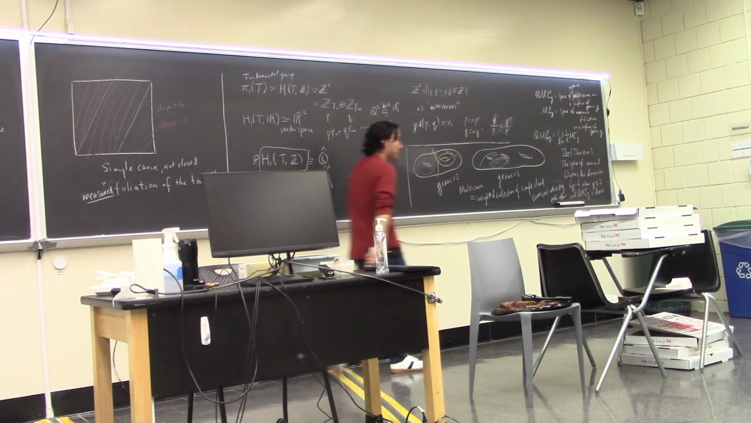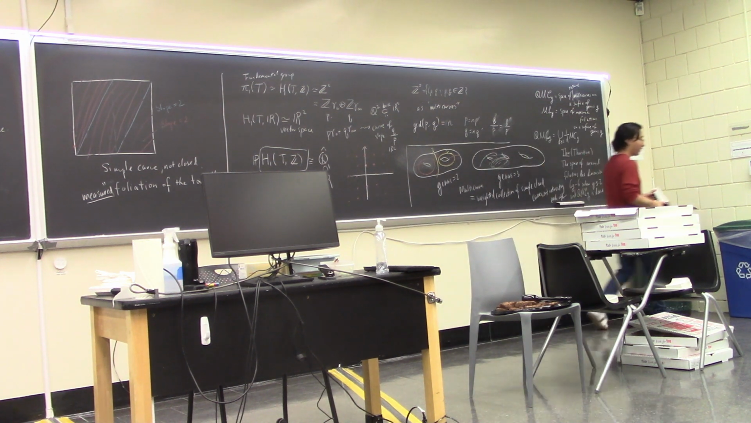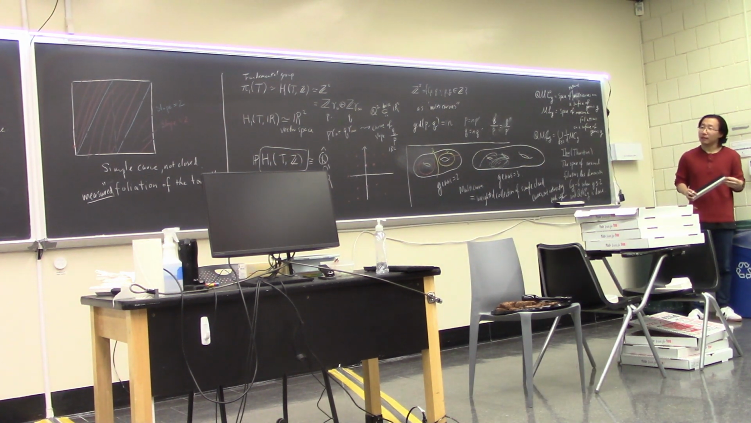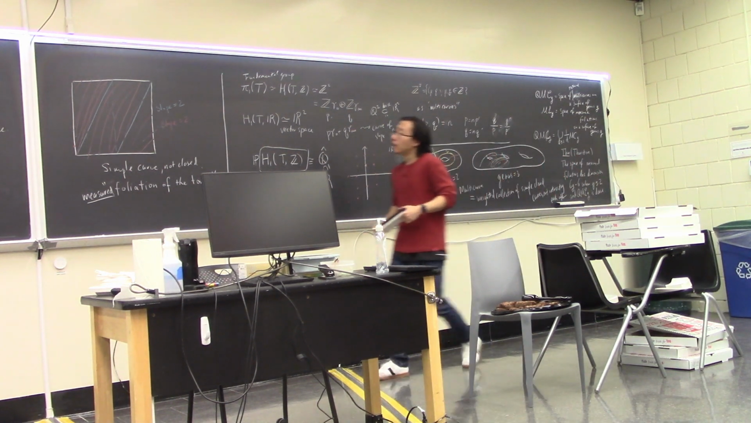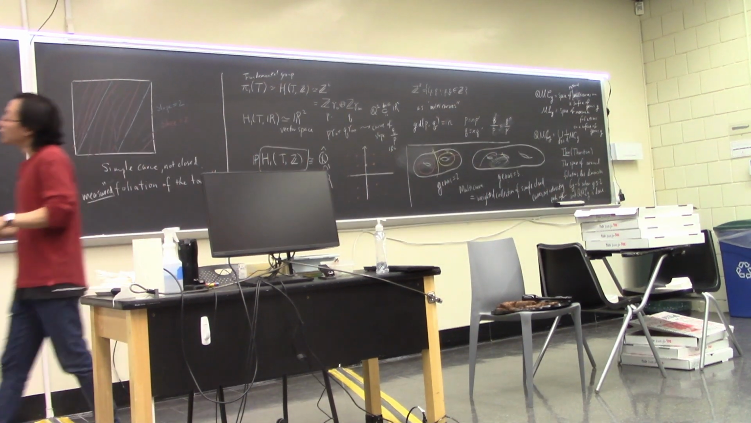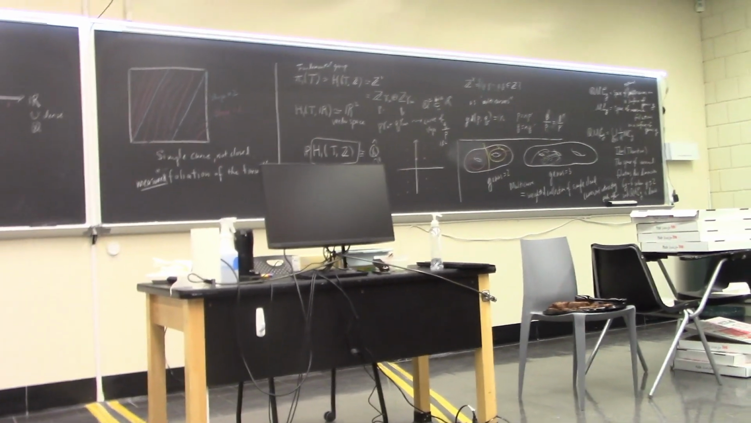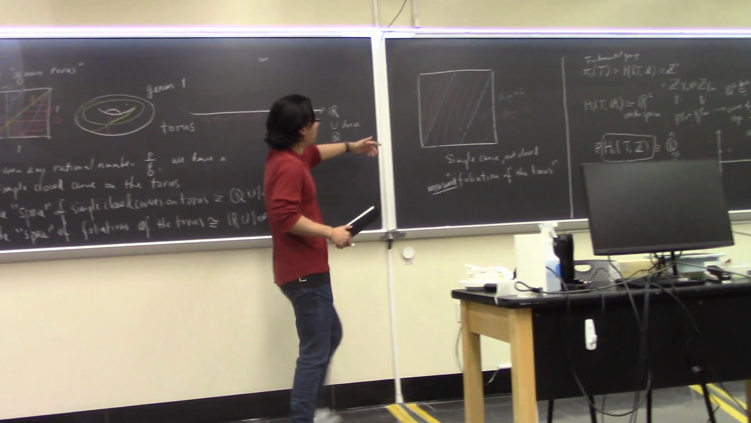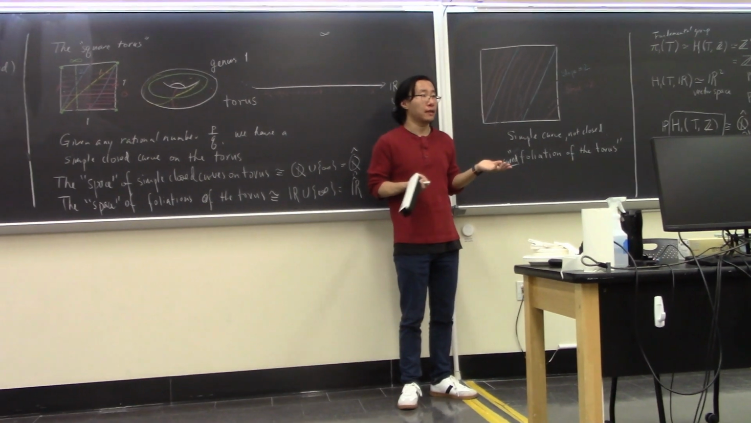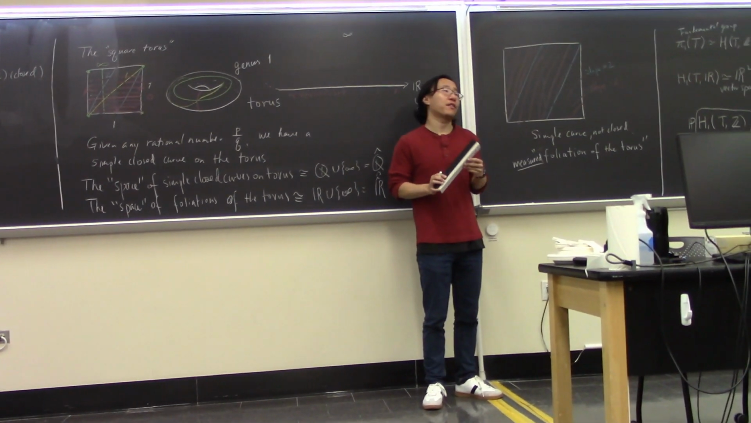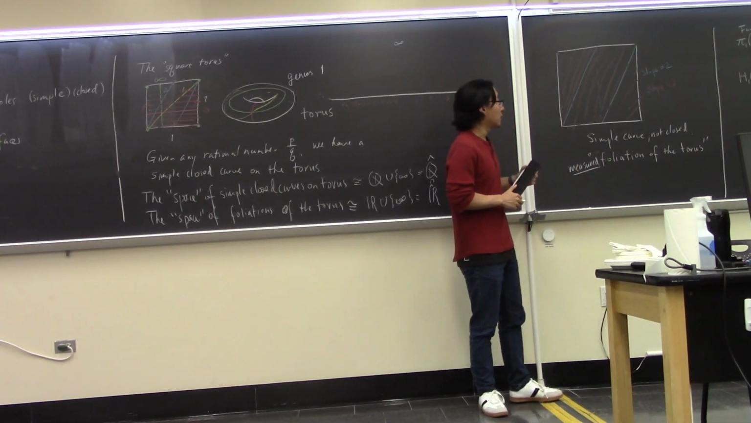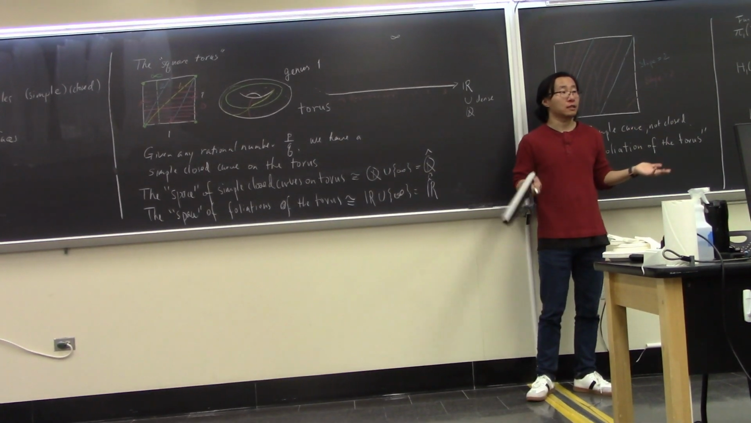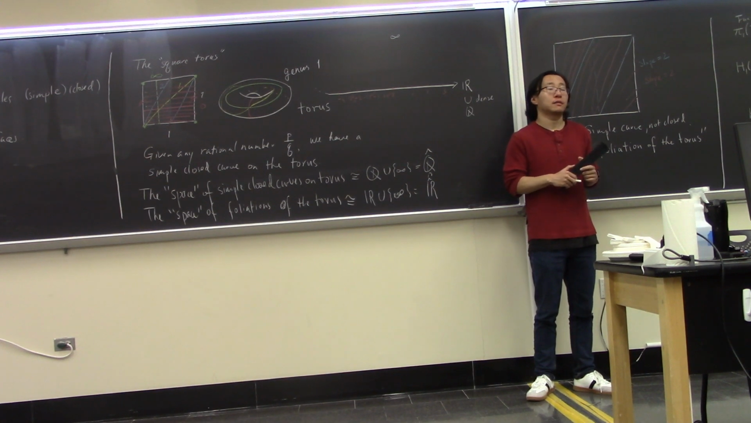What's the point of doing all of these? Here's an interesting application that actually is very difficult. So let's go back to the case of the square torus. Each of these simple closed curves is a straight line segment. You can define its length. It's just the natural length it has in the Euclidean metric.